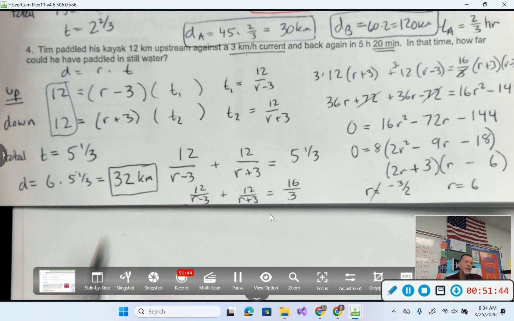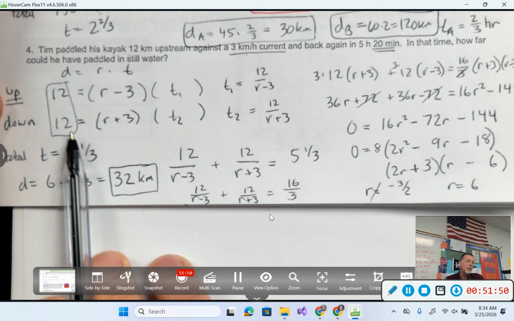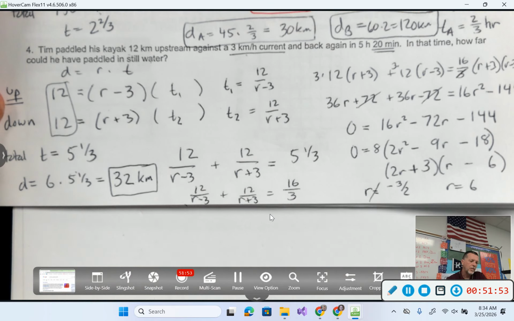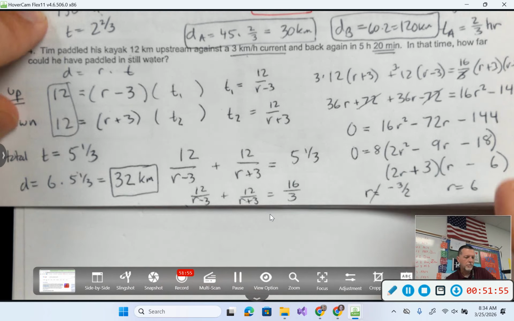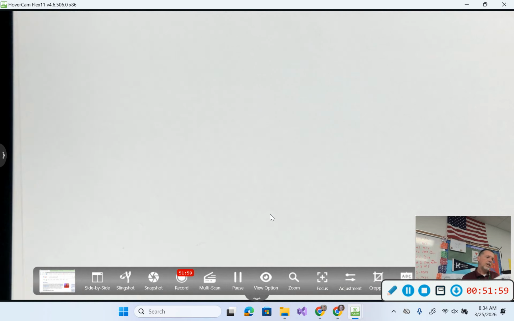The reason is, when he's fighting the current, it takes a lot longer. So he spent a whole lot more time fighting the current than going with the current. So, no current at all, he could have traveled a lot further. Okay.